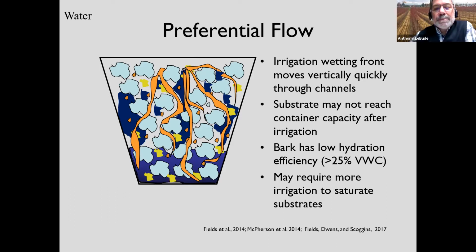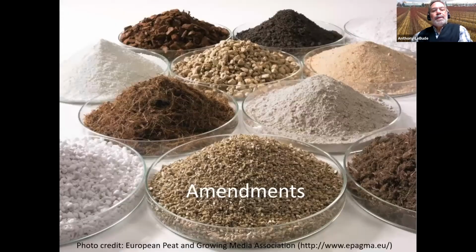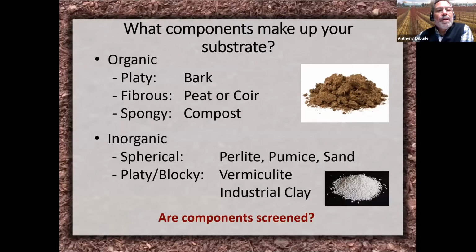You usually use amendments to help with that. And there are a bunch of amendments that you can add to substrates. We're just going to talk about a few today. But they are organic or inorganic. So organic components have been alive at one time, like pine bark itself, peat moss, or some sort of compost, depending on where you get the source. Or inorganic, which is some sort of rock or sand or vermiculite, or we'll talk about today industrial clay.